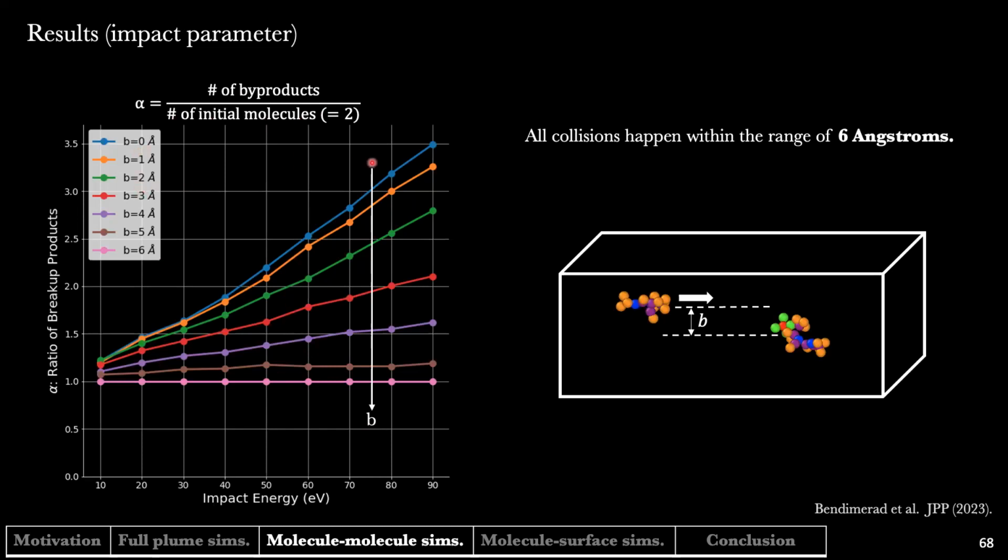And then we see a decrease with increasing B. So B equals 0 is the blue one, and B equals 6 is the pink one. We see a decrease up to 6 angstroms. So for B equals 6 angstroms, alpha is 1, which means there is no fragmentation. And this means that all collisions and fragmentations happen within the range of 6 angstroms.